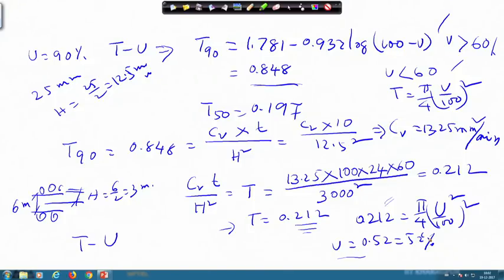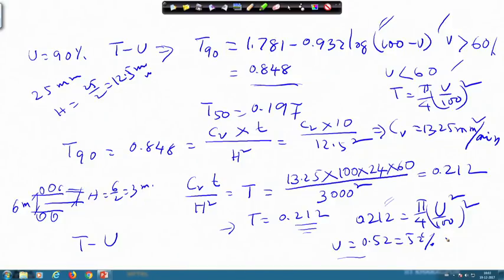So, within 60%. If by this assumption U comes more than 50 or 60, then your assumption was wrong. In that case I could have equated 0.212 with this equation and got U from there, but I do not have to do this because it has matched already. So, U becomes 52%. That means for that value of C V, and drainage on both sides, in 100 days, how much consolidation will take place?